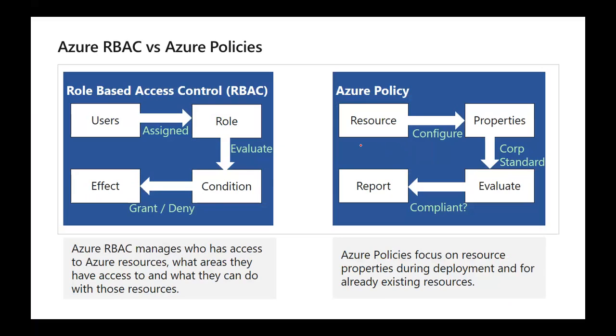For example, you can see right here that we can implement a resource, we can configure the properties, so we can establish and evaluate these conditions, and then if it is compliant, we're going to generate a condition. On the other hand, with the roles, we can establish conditions, we can evaluate the roles, and finally, the effect, if we are going to allow or deny continuing with these changes.